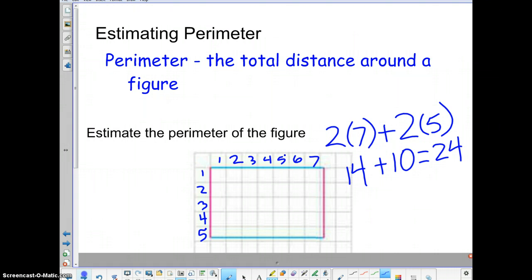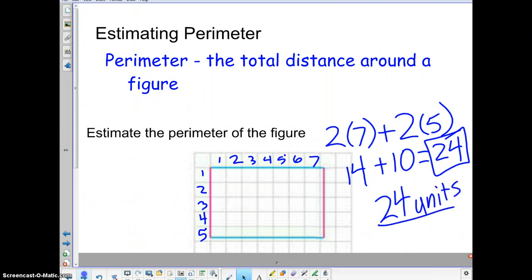24, and they don't really give us units here. We don't know how much one of those squares is worth. So really 24 is the only thing we can do. If you want to say 24 units, that would be fine too. But since they don't give us the units, 24 would just be fine in this case. As you can see, this blue line right here isn't exactly on the grid, and this red line right here isn't exactly on the grid, but it's close enough. We're finding the estimate here, not an exact perimeter.